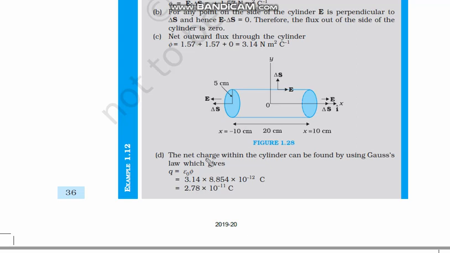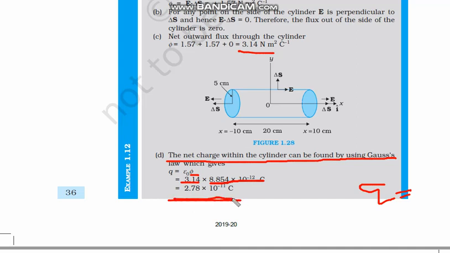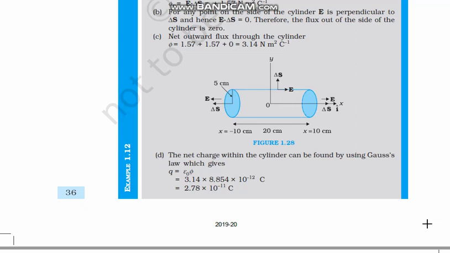So let us calculate. The net charge within the cylinder can be found using Gauss law. Q is equal to epsilon naught times phi. We knew phi is 3.14, so 3.14 times epsilon naught gives the total charge, 2.78 times 10 to the power minus 11 coulomb. In this way we can find the charge inside any closed surface using Gauss law and the total flux.